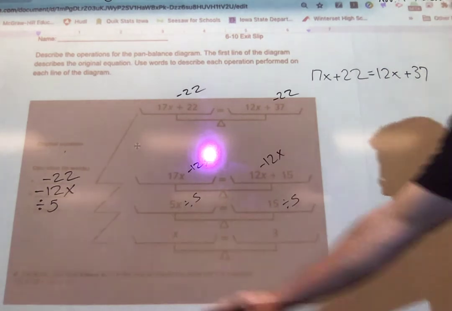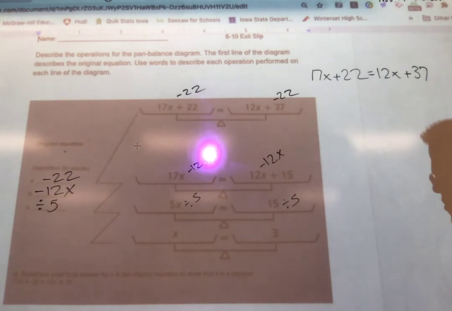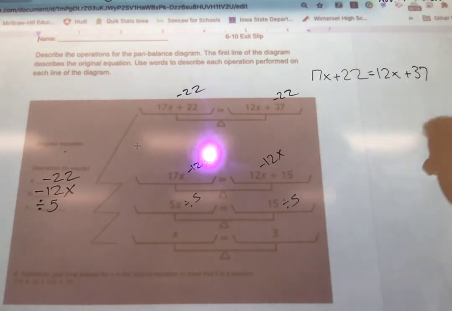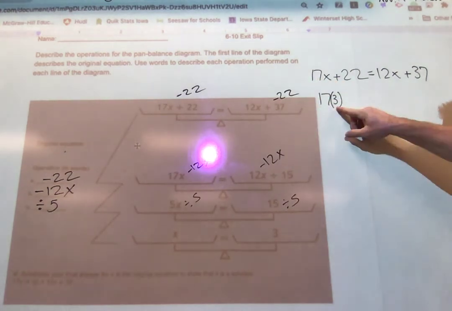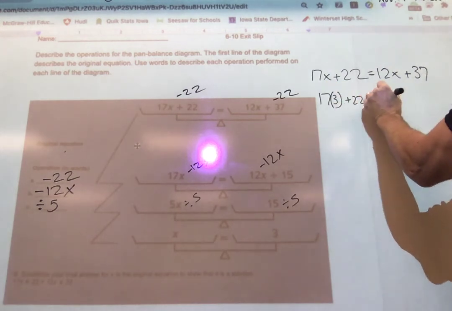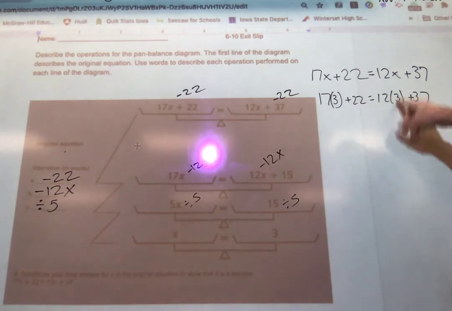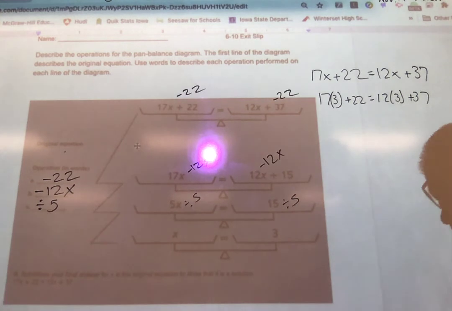So the most important part here, and you can't see it very well, so I moved it up here, we're supposed to substitute. So we know x equals 3. Let's plug it in and see if we're right. We always say that, plug it in. So I'm going to rewrite this as 17 times 3. Remember, we can use parentheses to say multiply there. Plus 22 equals 12 times 3 plus 37. Again, I plugged x equals 3 in everywhere. Let's see if this works. Let's see if it's balanced.